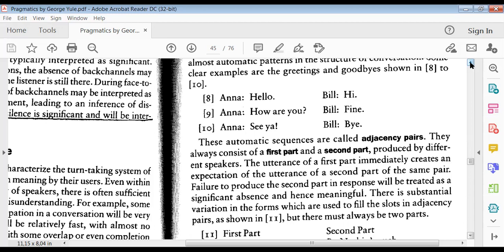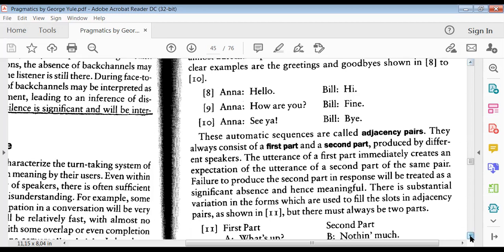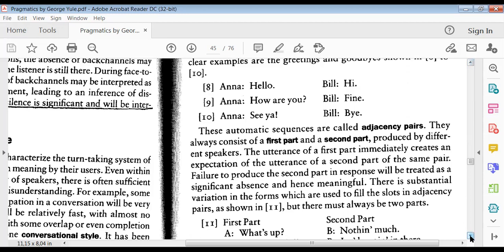Now these are called adjacency pairs because there is a first part and a second part, but there is often variation in the use of the first part and the second part.